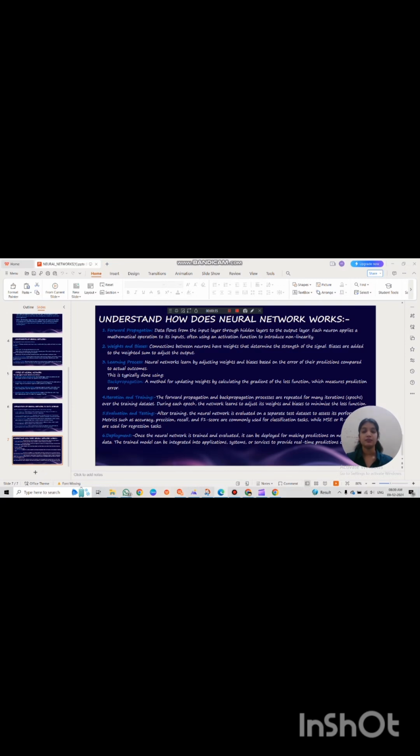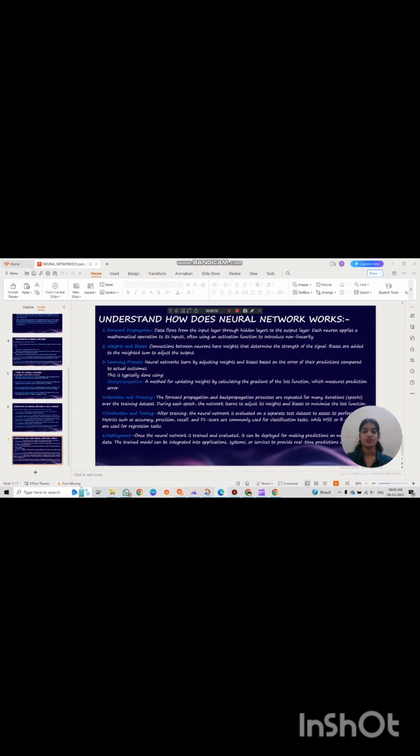Number 3. Learning process. Neural networks learn by adjusting weights and biases based on the error of their prediction compared to the actual outcome. This is typically done using backward propagation, a method of updating weights by calculating the gradients of the loss function which measures prediction error.